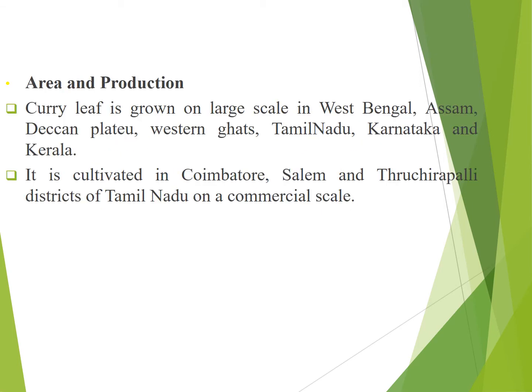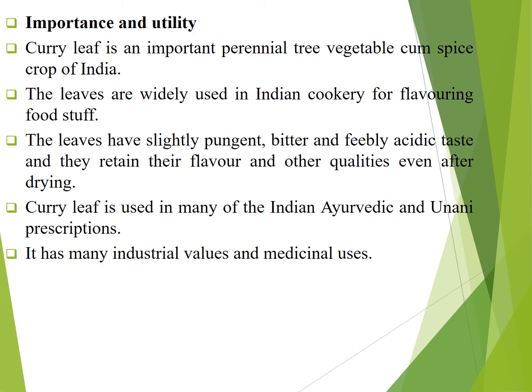Then area and production. Curry leaf is mainly grown on a large scale in West Bengal, Assam, Deccan Plateau, Western Ghat, Tamil Nadu, Karnataka, and Kerala. It is mainly cultivated in Coimbatore, Salem, and Tiruchirappalli districts of Tamil Nadu on commercial scales. Means mainly South India has a lot of production of this curry leaf crop.